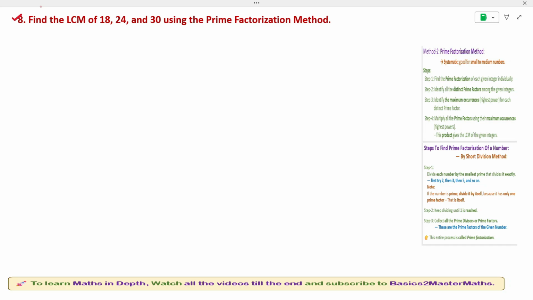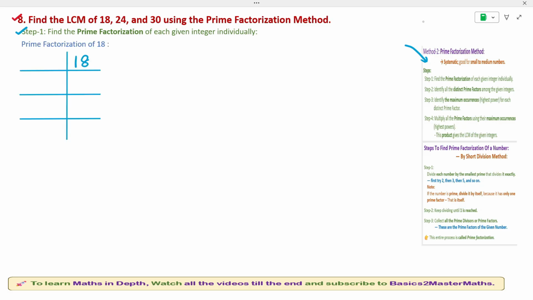Find the LCM of 18, 24, and 30 using the prime factorization method. Please go through the below steps so that you do not make any mistakes. Step 1. Find the prime factorization of each given integer individually.